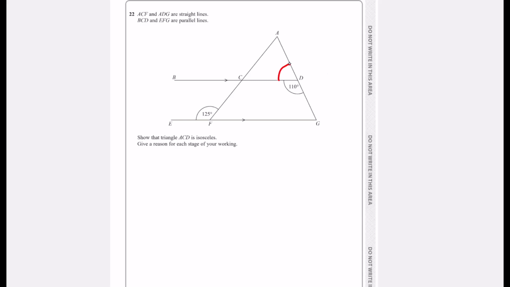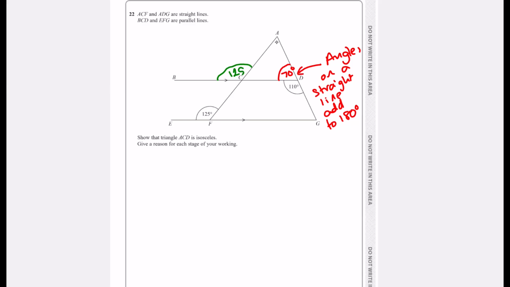So we've got angles on a straight line. So angles on a straight line add up to 180. 180 take away 110 is 70 degrees. So angles on a straight line add to 180 degrees. We've got 125 here. We've got parallel lines. So this one's exactly the same.